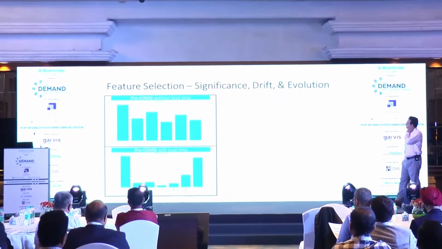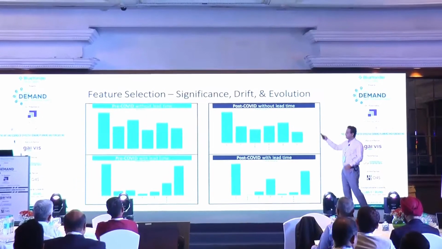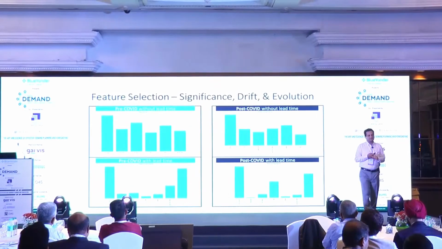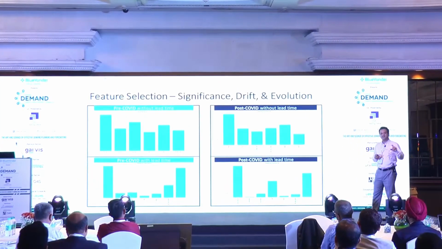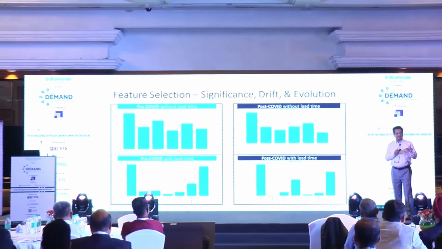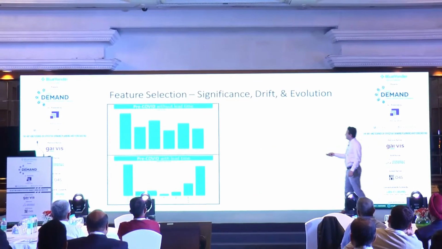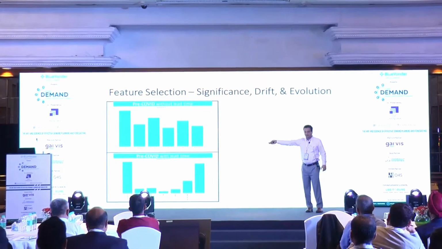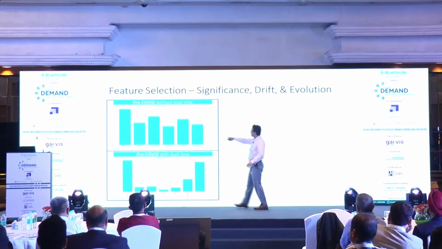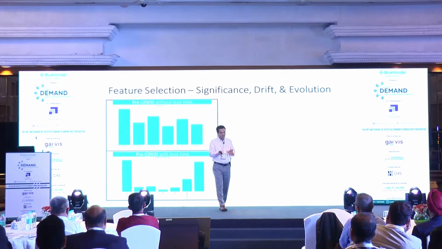So let me talk about feature selection, significance, drift, and evolution. So these are again words of supervised learning and unsupervised learning. Feature selection is nothing but your factors which influence your outcome, right? So this is the X1, X2, and X3. So what I have, let me just go back. Pre-COVID without lead time. So what these bars represent are the different factors which we thought influence our demand.